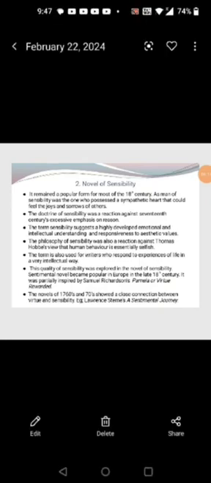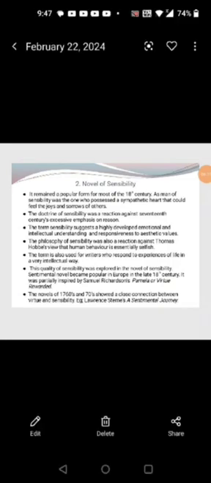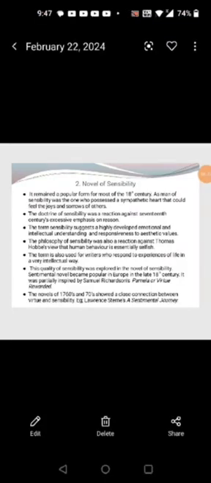Next, the term sensibility suggests a highly developed emotional and intellectual understanding and responsiveness to aesthetic values. So, when we are talking of sensibility, we are talking about a person who has highly developed emotional and intellectual understanding, who is very sensitive towards other people and who understands aesthetic and moral values more than others.